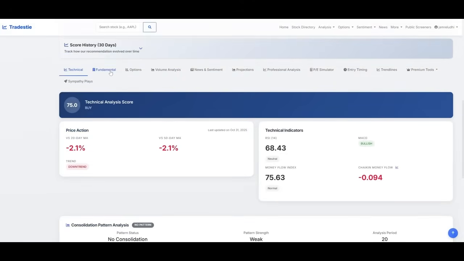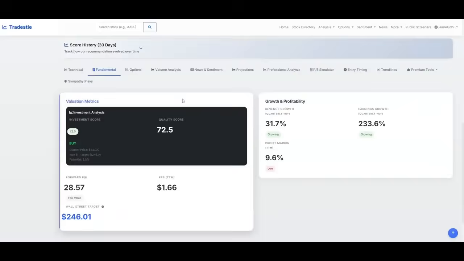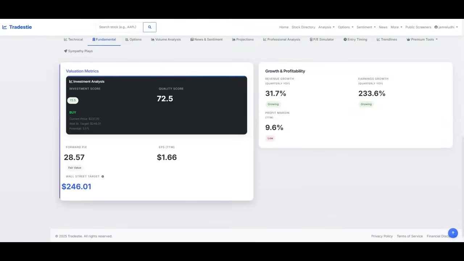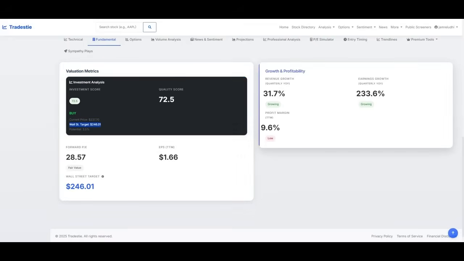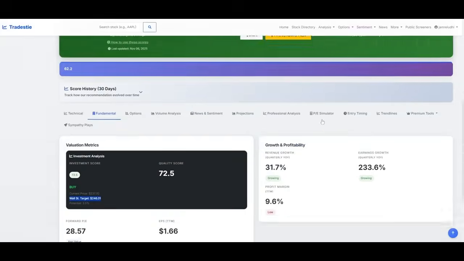Now let's move on to fundamental. In fundamental, it has a score rating of buy. The current price is 237. The Wall Street target is 246. Okay, so growth, and all these are fundamental metrics for AMD.